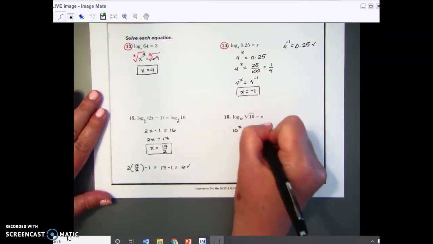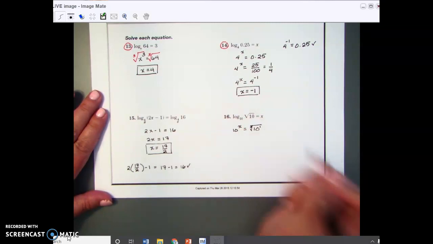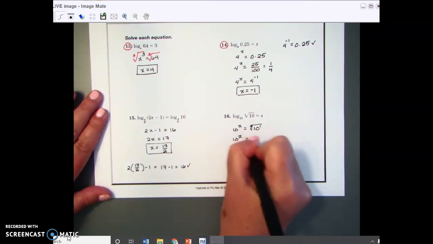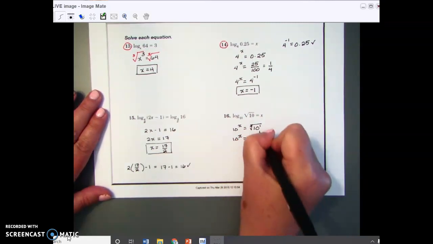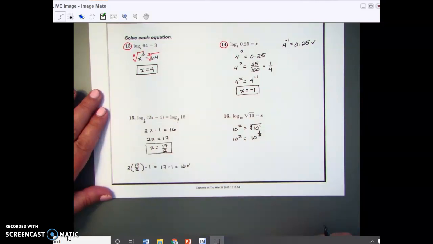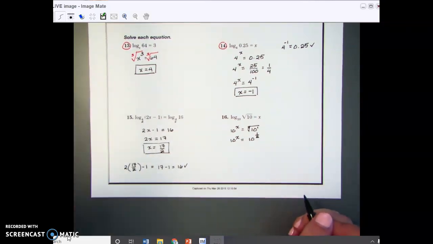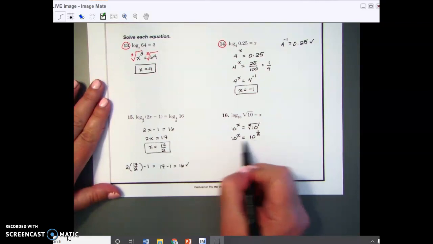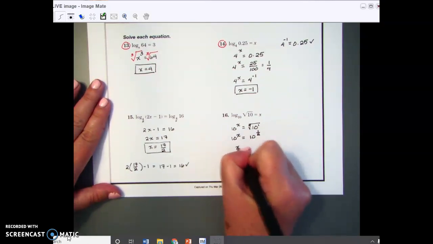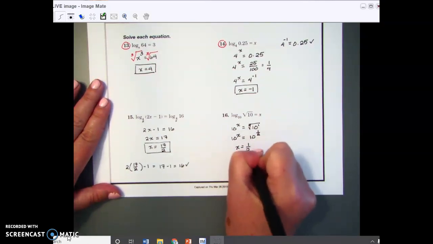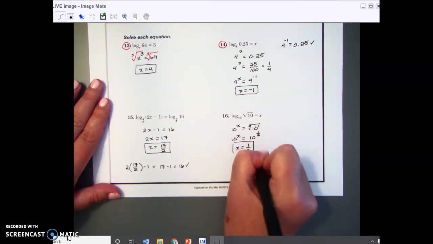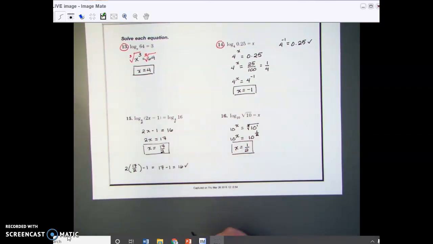So remember, I have a power of 1 and a root of 2. So what that tells me is that this is 10 to the power over the root. So a square root of 10 is really 10 to the 1/2 power. So now that my bases are the same, my exponents are equal, and so x is equal to 1/2, and that is an exponent, so that is totally okay.